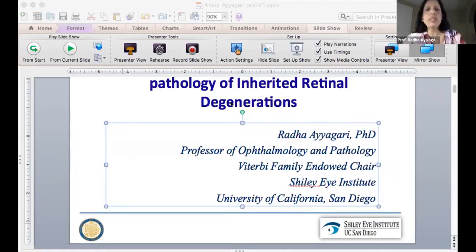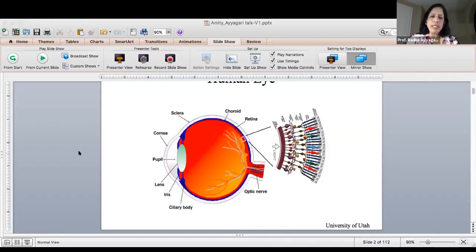So as I said, the focus of my research is the human eye. What I'm showing here is something most of you are familiar with. The tissue I'm interested in is the retina. The retina is at the back of the eye, in the posterior half of the eye. When light falls through the lens onto the retina, the signal gets processed, and then the optic nerve communicates the information to the brain.